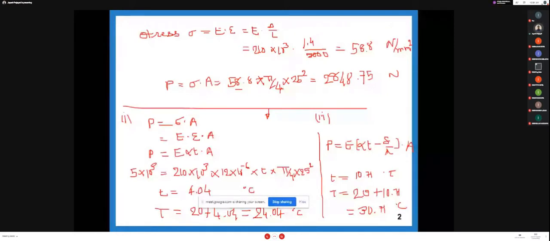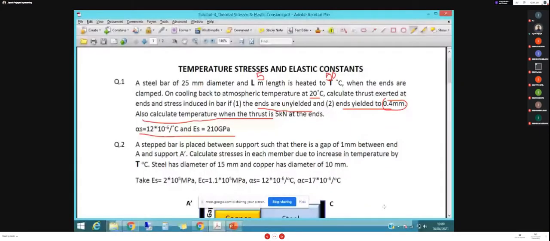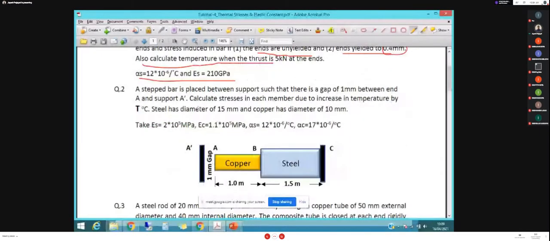Okay, so we are taking the next example. In the next example, a stepped bar is given between the supports. You can see a 1 mm gap is given here between the ends. Okay, so 1 mm gap here.